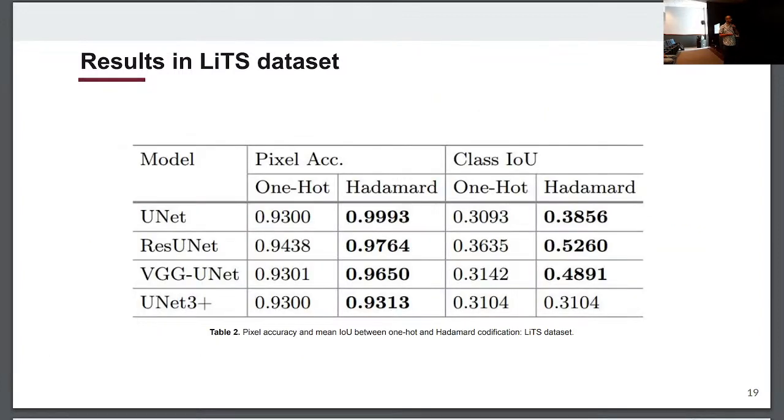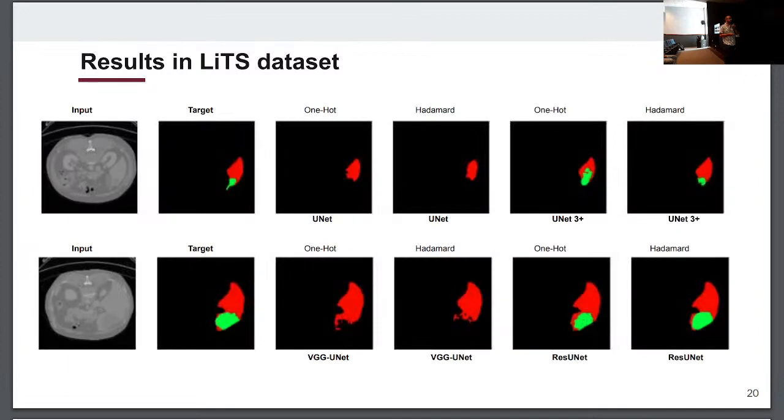And we have the liver tumor dataset for segmentation, as in the previous dataset. We have better results with the Hadamard layer, and this is better. We can see the target and the segmentation for each model and each codification.